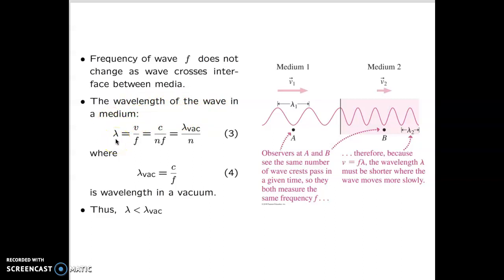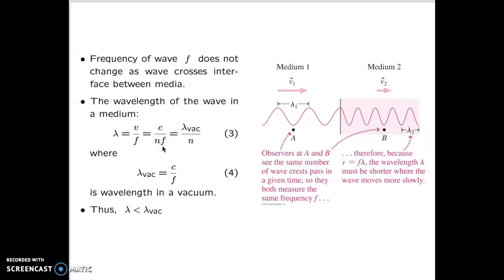Okay, so let's consider the wavelength of the wave in any medium. And what you discover is the wavelength is the speed divided by the frequency. Okay, we've seen that fundamental equation before. But v is the speed of the wave in the medium. Well, that's equal to c divided by n, speed of light in a vacuum divided by the index of refraction.